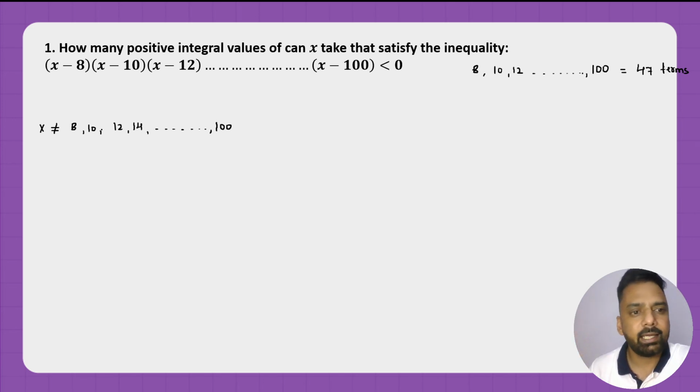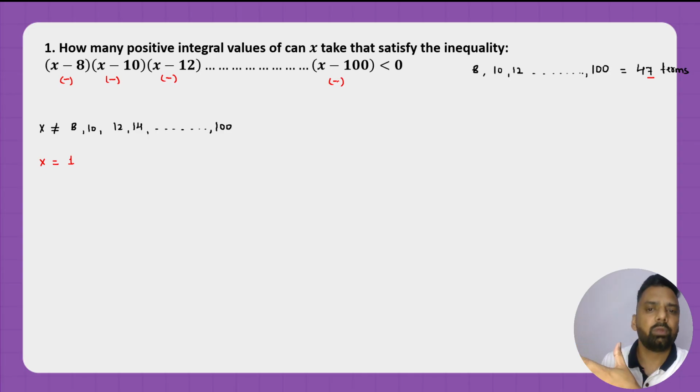So up to 100 I cannot take these values. तो ये values obviously कितनी है? 47 values होंगी ये 8 से लेके 100 तक. These I cannot take. Okay, let's see. अगर हम x को रखते हैं for example 1. अब आप देखो x को 1 रखोगे तो this value will be negative. This value will be negative. This value will be negative. In fact, all the 47 terms will be negative. है ना? अगर हम x को 1 रखते हैं, all the 47 terms will be negative.